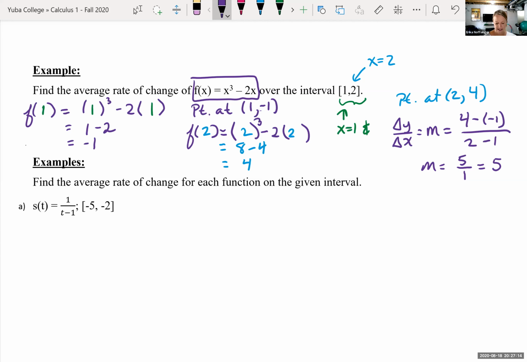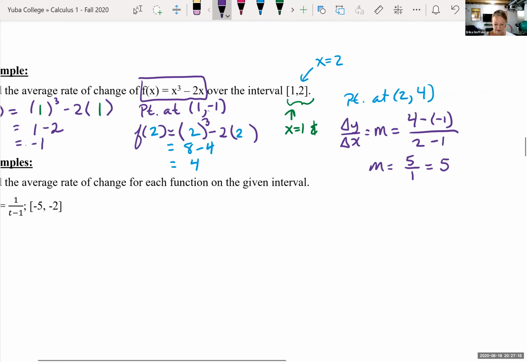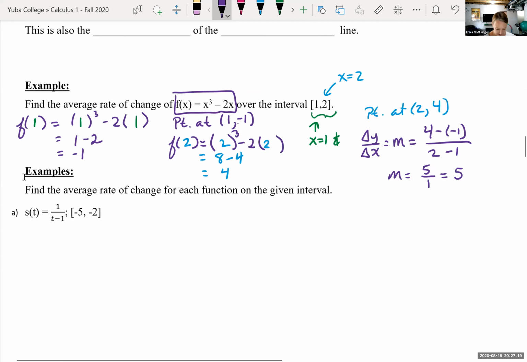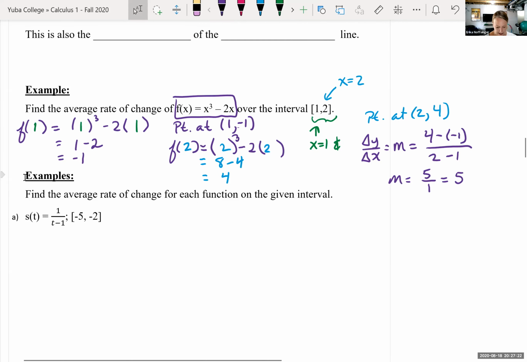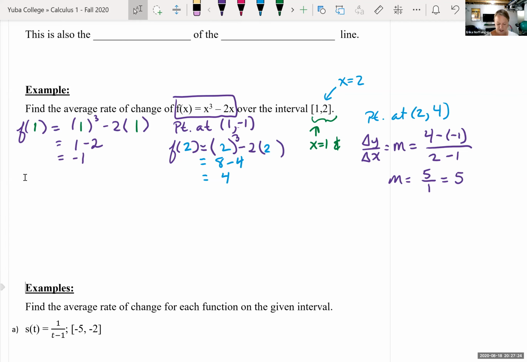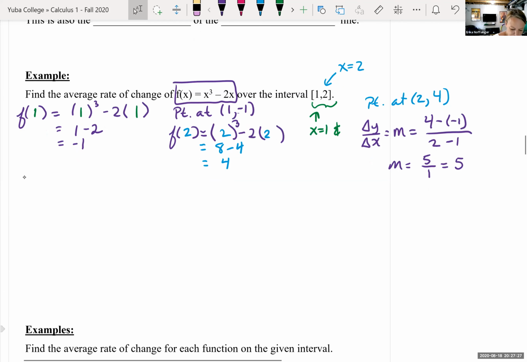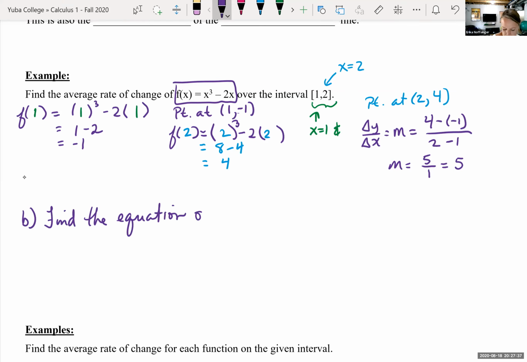So let's just extend that a little bit further, and let's find the equation of the tangent line. Actually, no, let's first find part B. Find the equation of the secant line on the interval 1, 2.